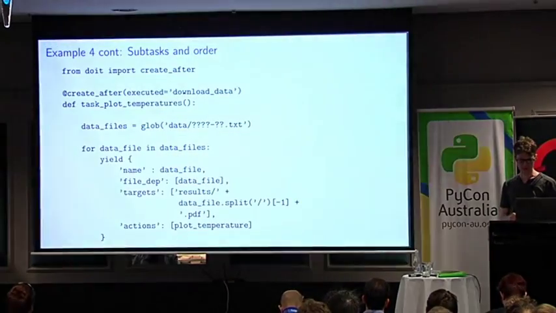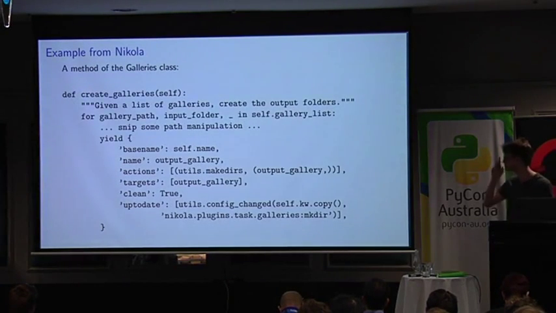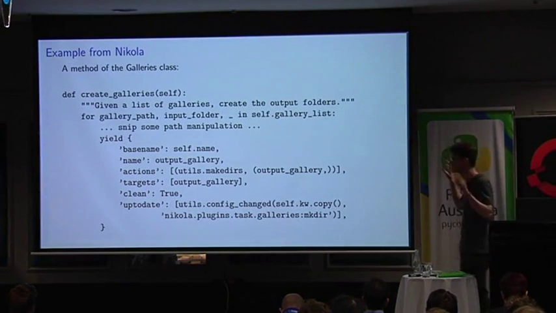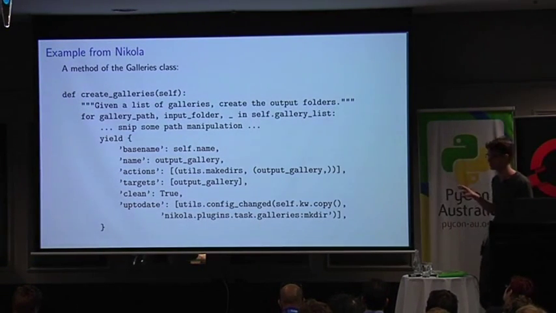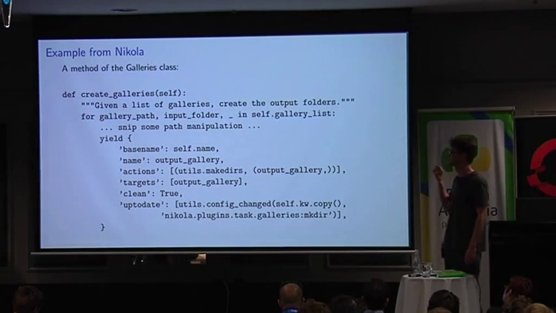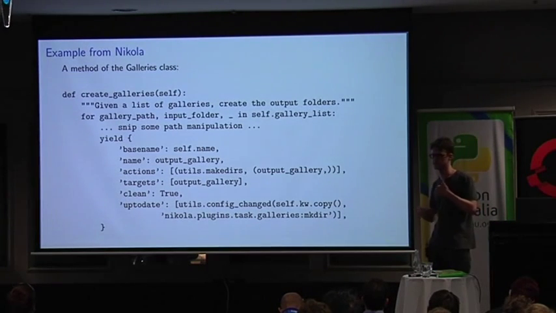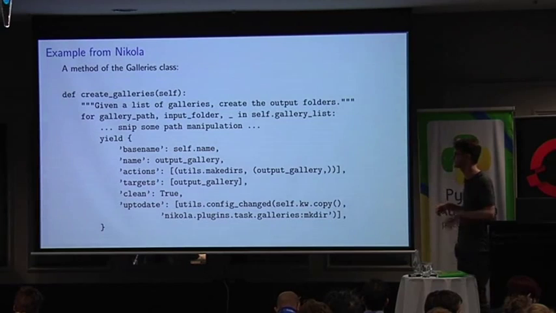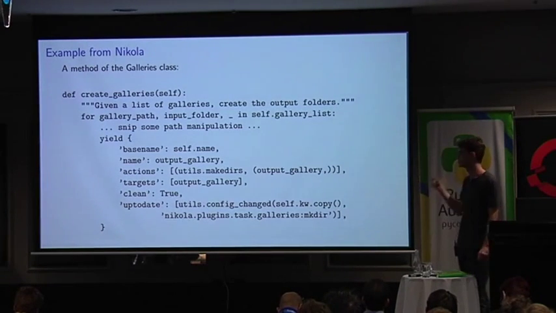The last thing I'm going to look at is a real-world example from Nikola. Nikola is a static website generator, and it uses Doit heavily to orchestrate all of the tasks. Because if you're making a static website, you obviously have things like making a gallery from some images, resizing images to web size, and constructing the RSS feed. So Nikola is basically just a layer on top of Doit.